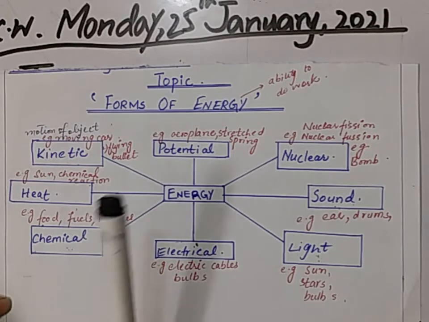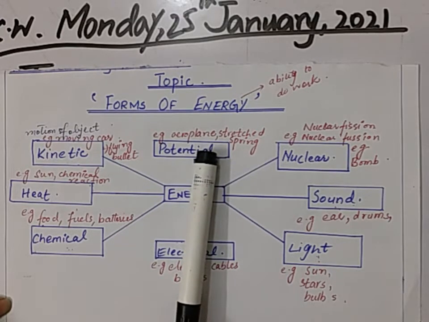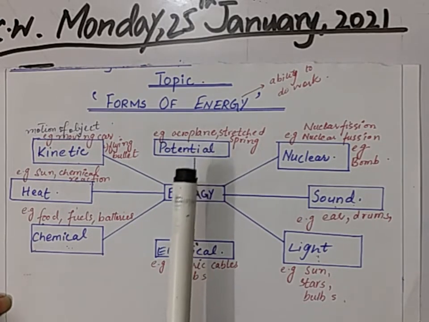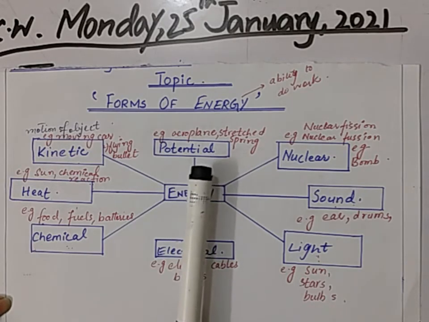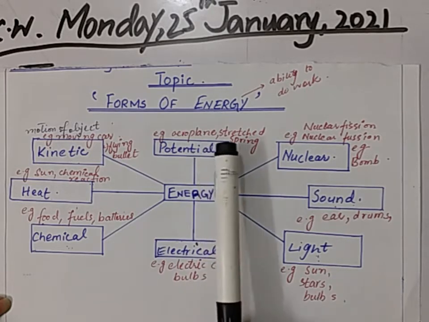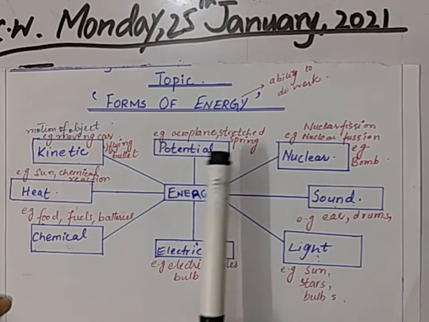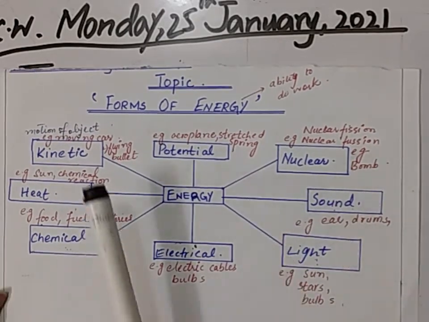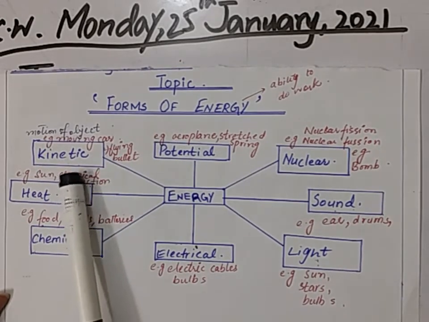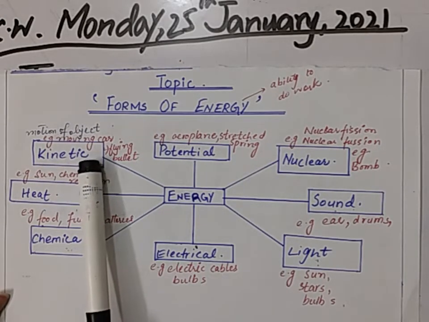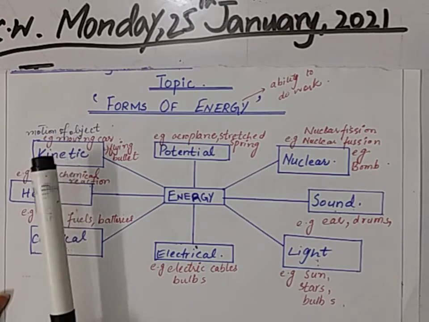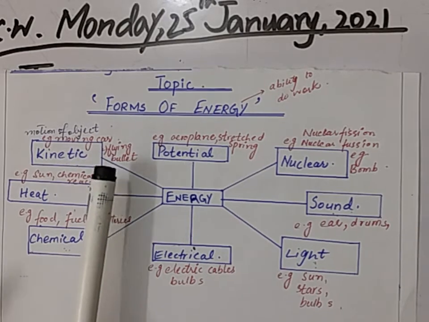The gravitational potential energy is the energy stored in a body due to its elevated position. For example, here, an aeroplane. And the elastic potential energy is the stored energy possessed by a body when it is being stretched or compressed. For example, here the example written is a stretched spring. So this is potential energy. Next one is kinetic energy. What is kinetic energy? Kinetic energy is the energy a body possesses due to its motion. For example, here the examples given are a moving car and a flying bullet.